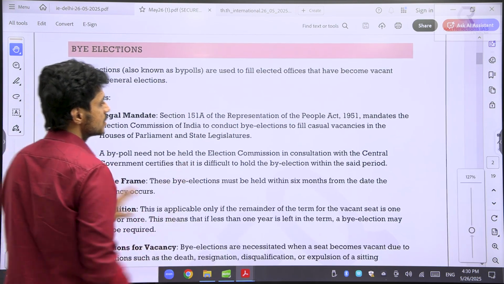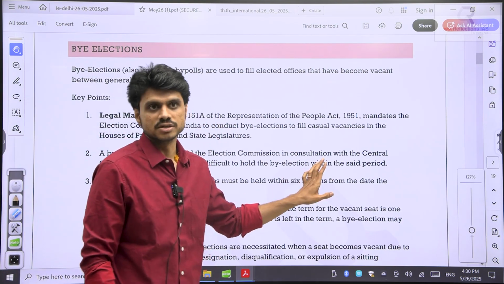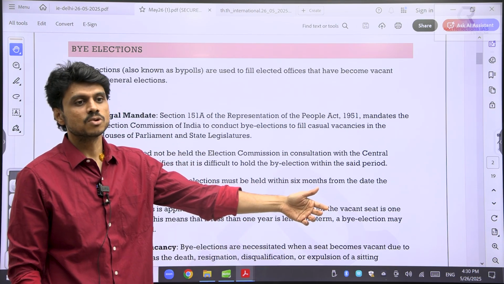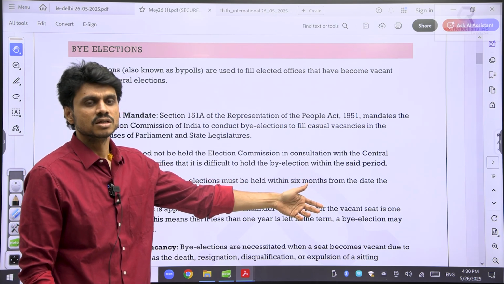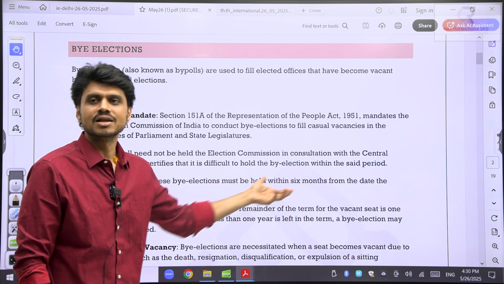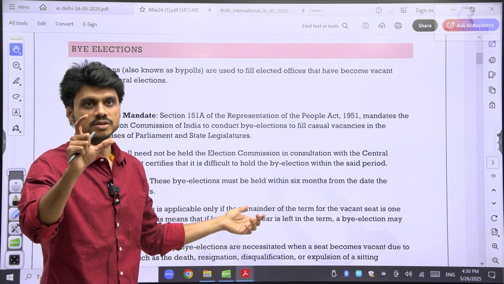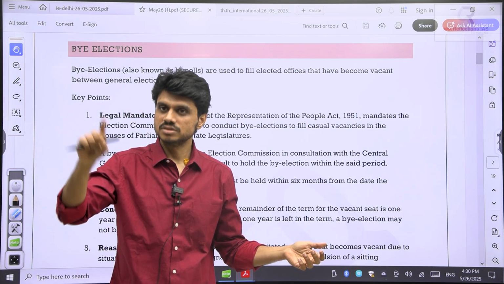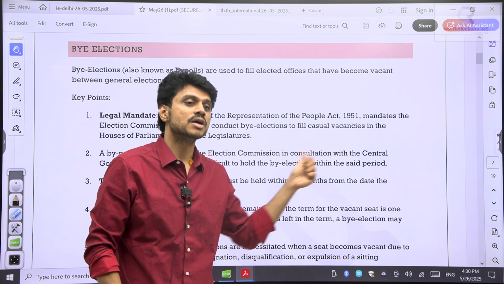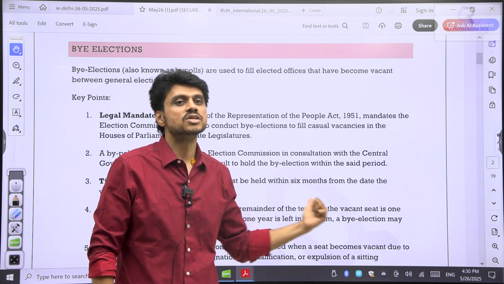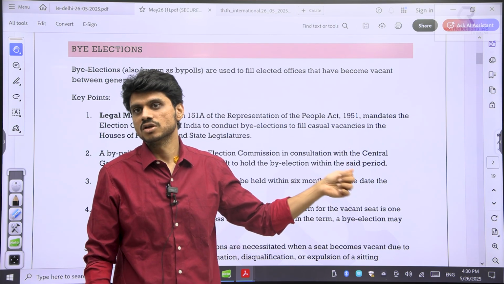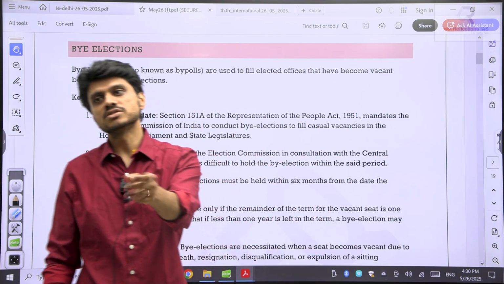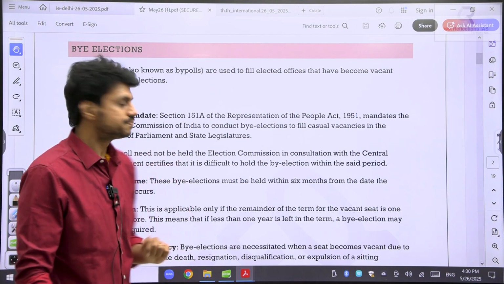Usually, within 6 months of the vacancy, you should conduct the elections. But if the next election is within a 1 year time frame, for suppose some vacancy has happened 4 or 5 months before the election time period, within the 1 year time span, then it is not required. Also, in the case where the election commission sends a notice to the government that there is some kind of threat or some security issues, we cannot conduct the elections. In these 2 cases, we will not conduct the by-elections, or else usually within the 6 months the elections have to be conducted. Simple.